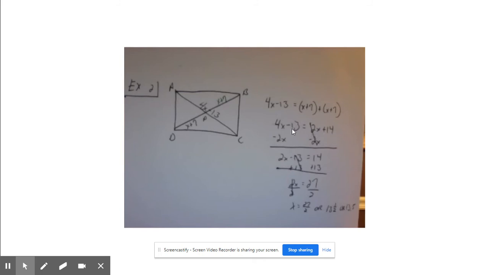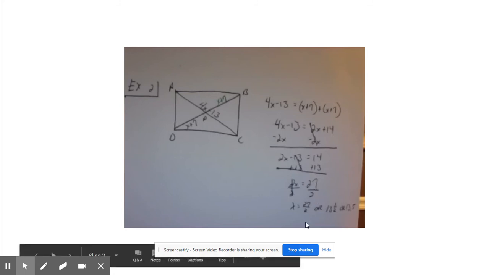Well, since I have a variable on both sides of the equation, I want to move the smallest one. So 2x is smaller than 4x. So I'm going to subtract 2x from both sides so that I get the variables combined together. So 4x minus 2x is 2x, and then this cancels out. So then it just becomes a two-step equation. 2x minus 13 equals 14. Add 13 to both sides. 2x equals 27. Divide by 2.